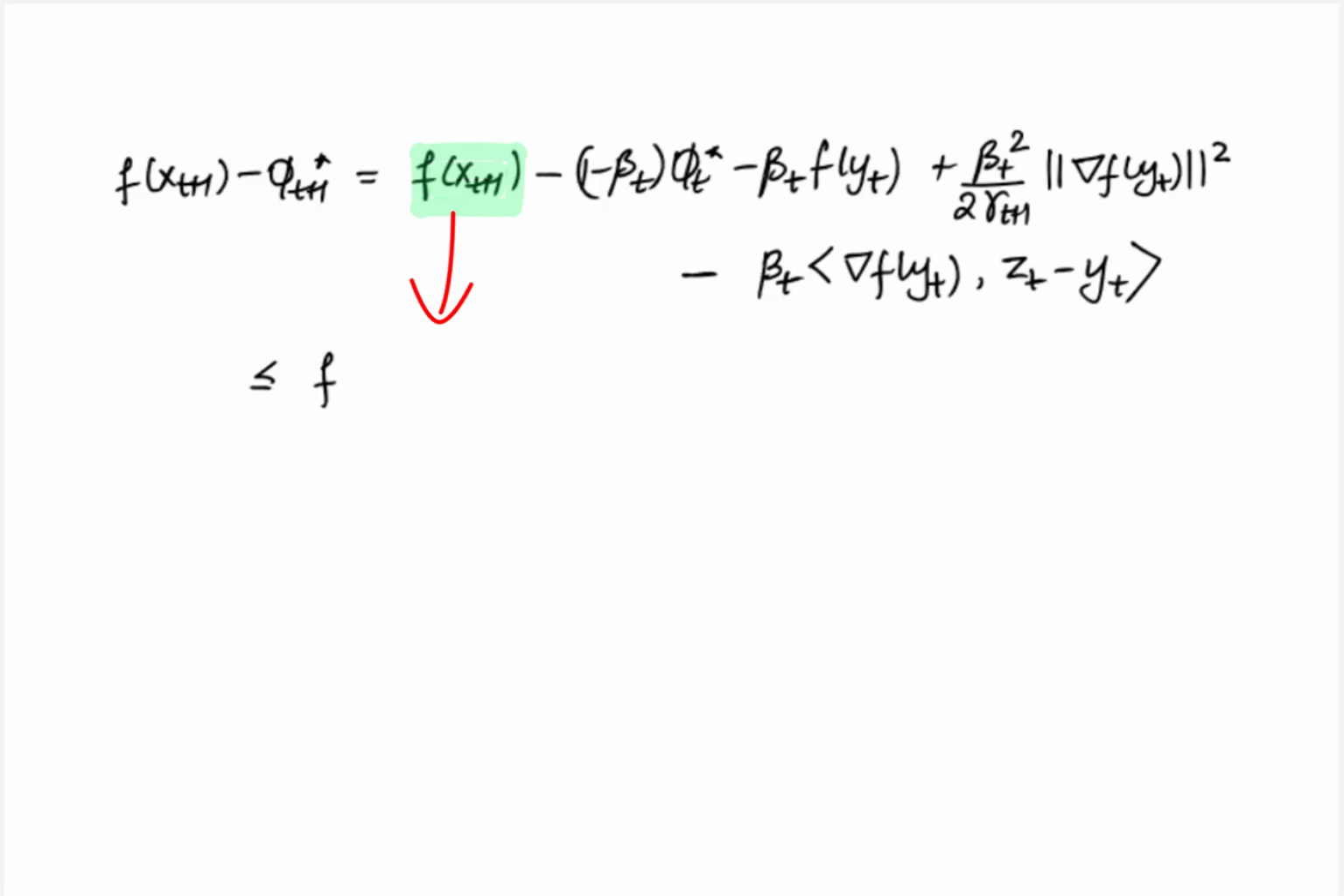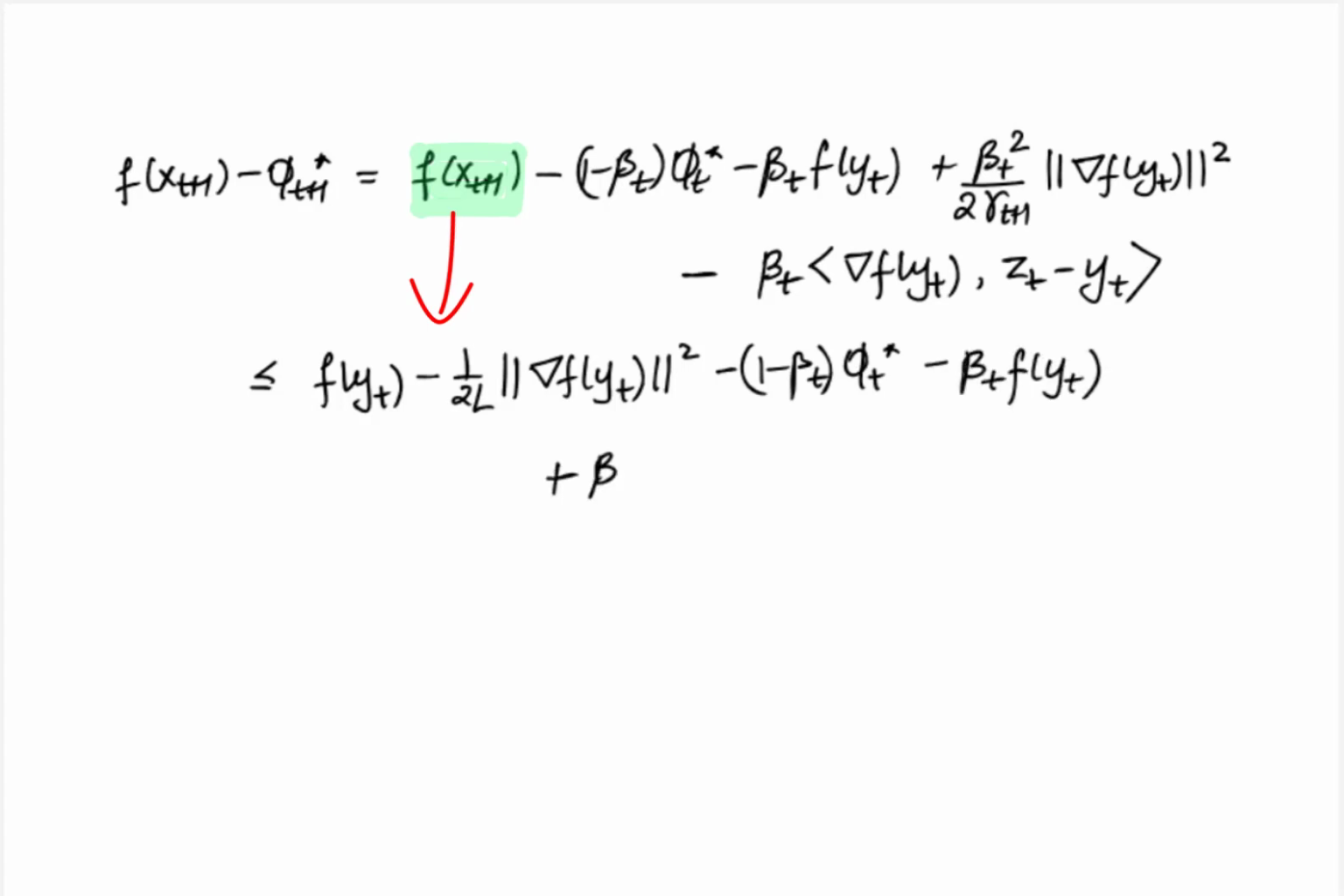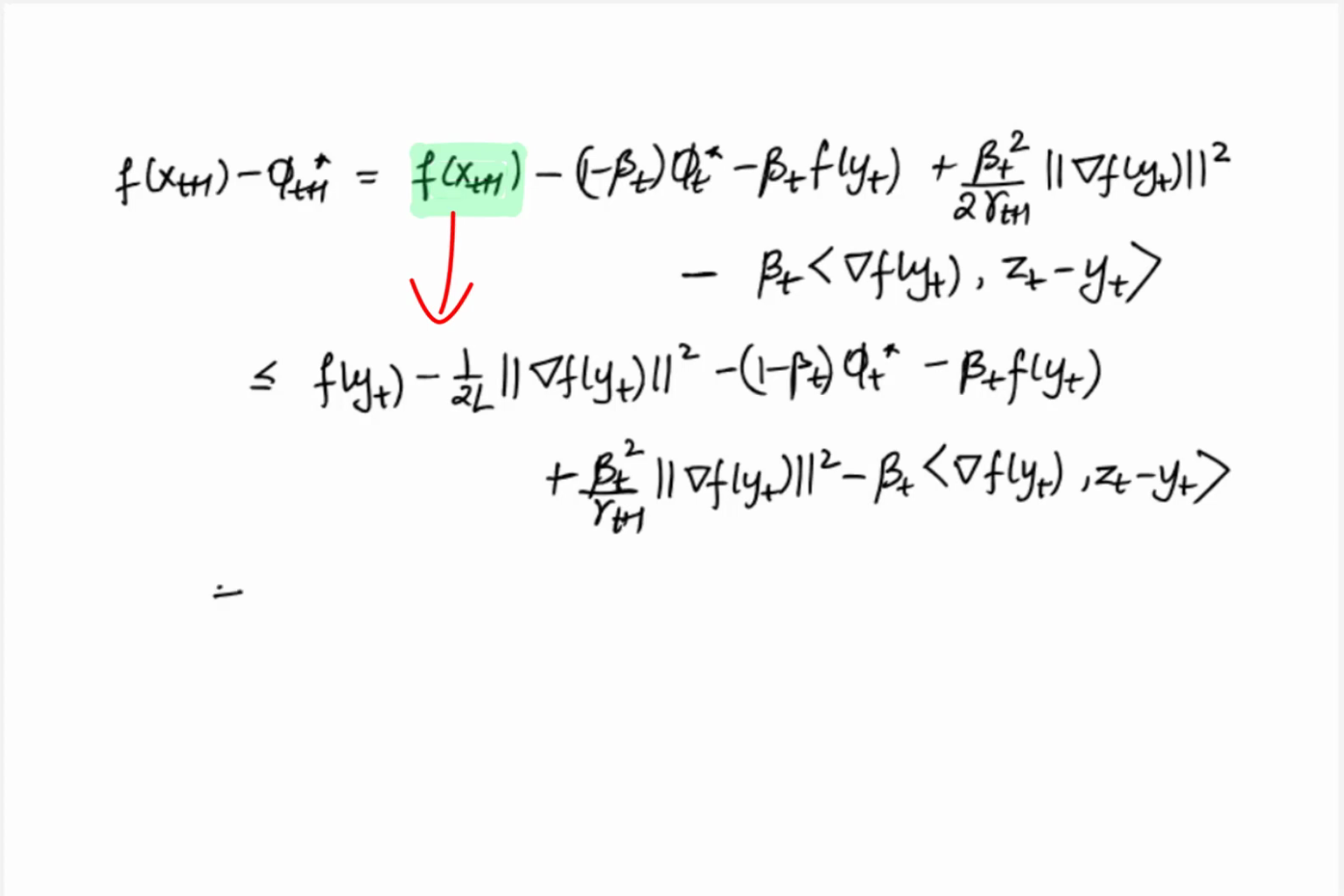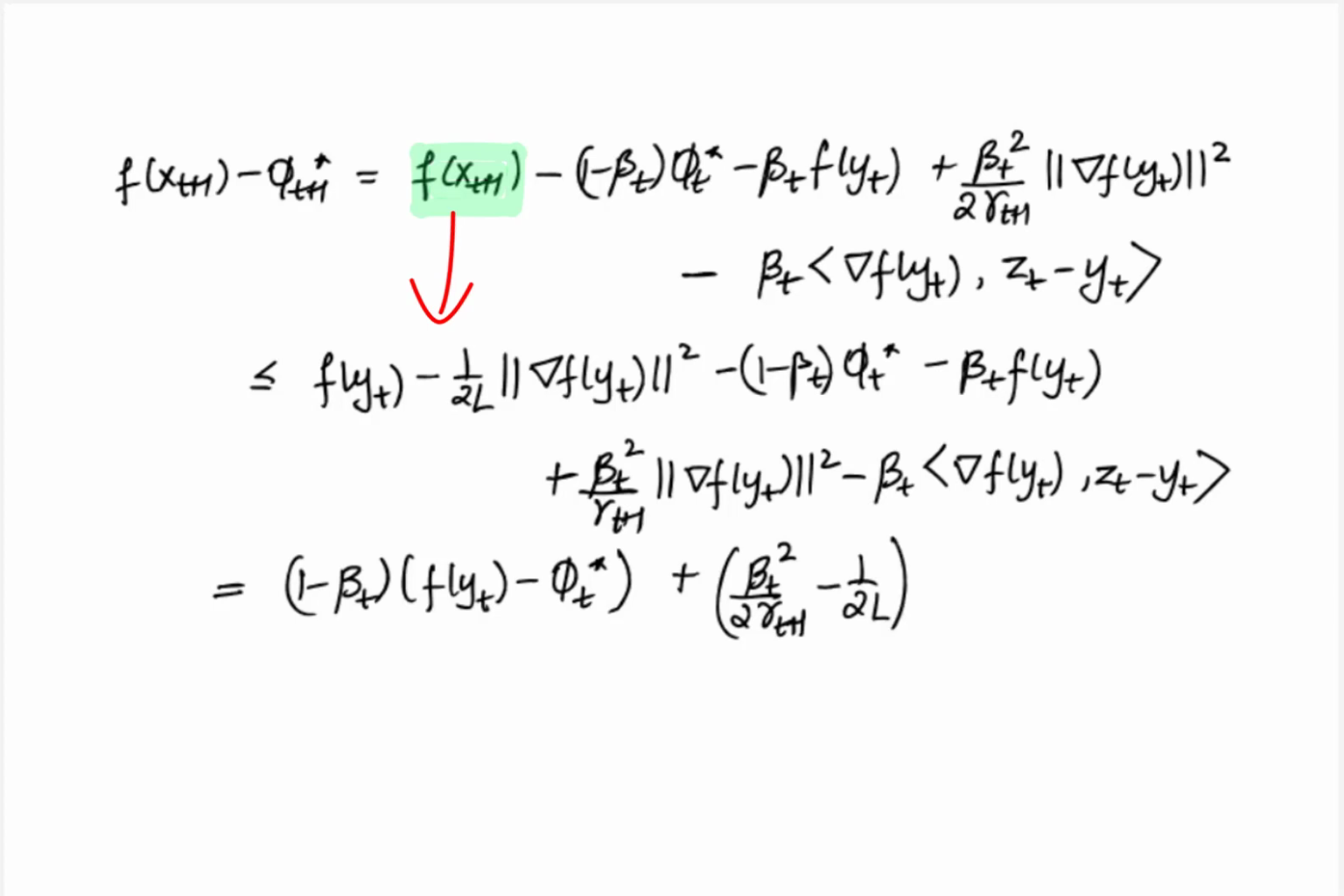Now we can use the xt plus 1 update and the smoothness condition to bound this as the right hand side is less than equal to f of yt minus 1 over 2L norm square of gradient f of yt minus (1 minus beta t) into phi t star minus beta t into f of yt plus beta t square by 2 gamma t plus 1 norm square of gradient f of yt minus beta t times inner product of gradient f of yt comma zt minus yt, which can be written as equal to (1 minus beta t) into f of yt minus phi t star plus (beta t square by 2 gamma t plus 1 minus 1 over 2L) into norm square of gradient f of yt minus beta t into inner product of gradient f of yt comma zt minus yt.